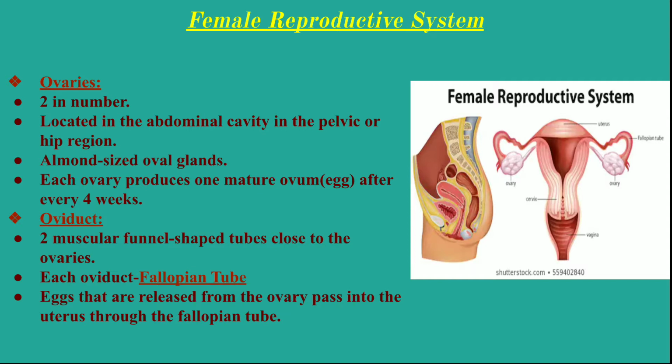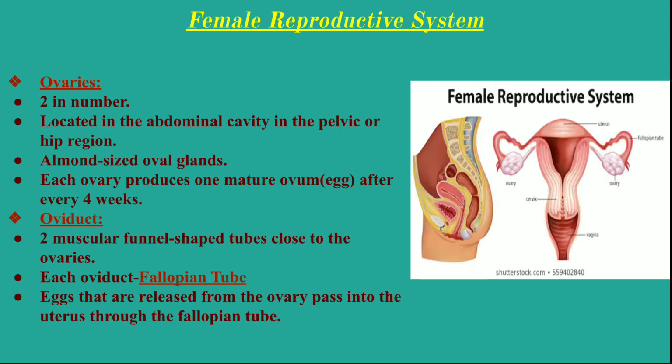These are two almond-shaped, oval-sized glands. You can see white, cottony-like structures. These are on both sides of the uterus. The middle portion is the uterus. Each ovary produces one mature ovum or egg after every 4 weeks. Every month, one ovum is produced from these ovaries.